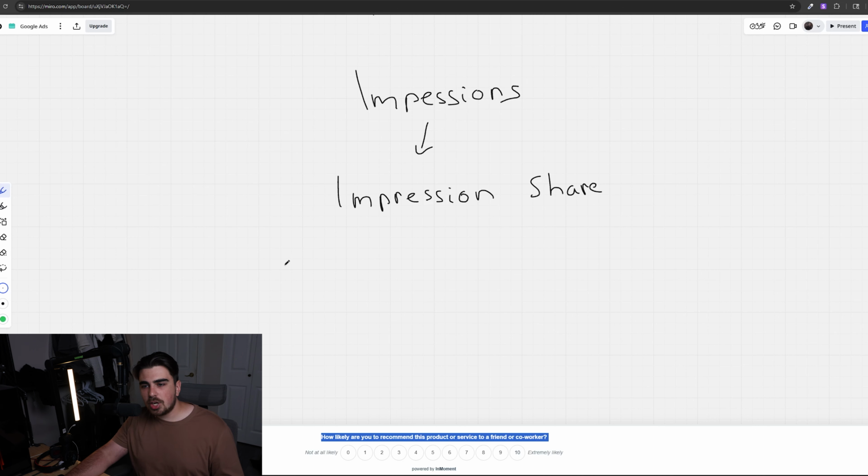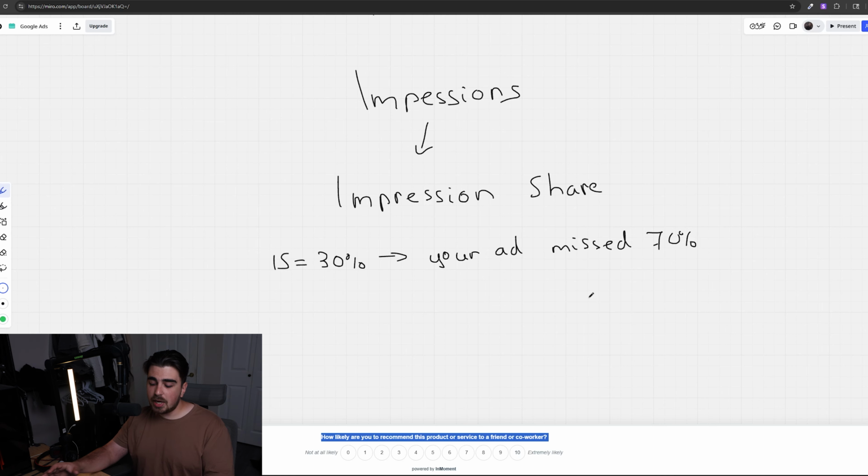So if your impression share equals 30%, it means that your ad missed 70% of potential searches, which can be caused either by a low budget on your campaign, like $10 or $5 per day, or by bidding too low. In Google, you can switch to manual bidding for the keywords, and if you bid too low, your competitors will just outbid you and your ads won't be shown. So basically, you're not just spending money, you're just stagnating.